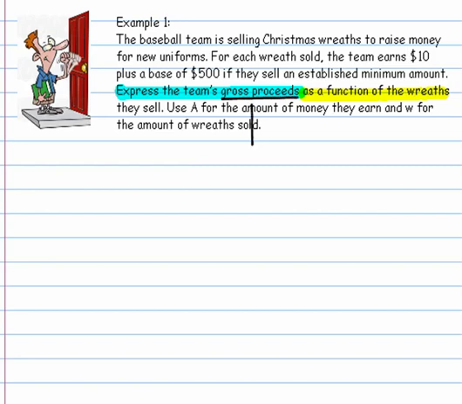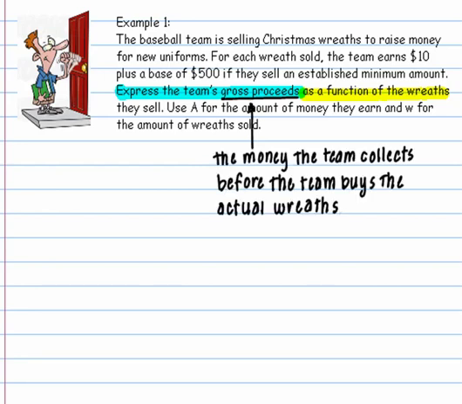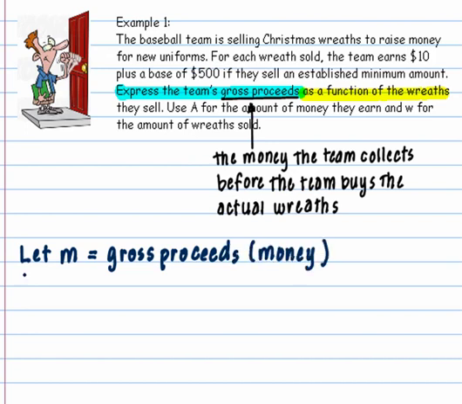You may be asking yourself, what do they mean by gross proceeds? Gross proceeds is just the money the team collects before they actually buy the wreaths. Now in this problem, they tell us what letters to use, but we're going to make up our own, pretending that they didn't tell us. You can use any letter you like to represent the context of your problem. Here I'll let M equal money, or gross proceeds, and W equal wreaths. I think that's a lot easier to understand than the A that they were using for the amount of money.